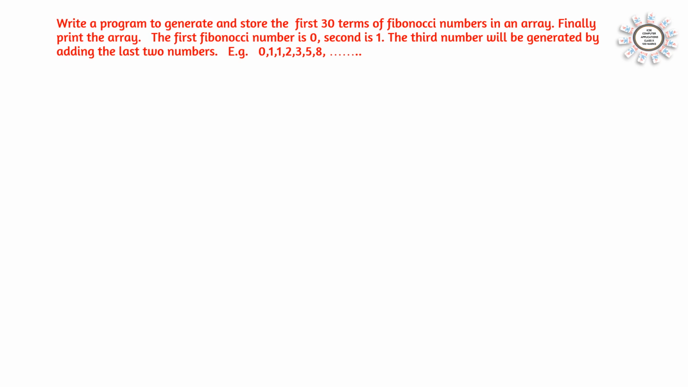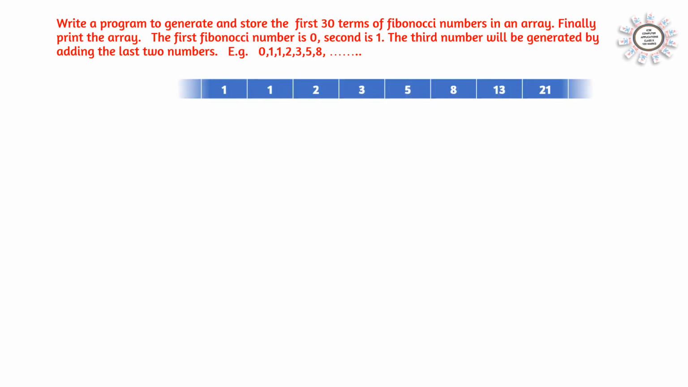Coming to next question, write a program to generate and store the first 30 terms of the Fibonacci numbers in an array and finally print the array. We already done the Fibonacci numbers in class 9. The first Fibonacci number is 0 and the second is 1. And third number will be generated by adding the last two numbers. So here we can see how it is done.